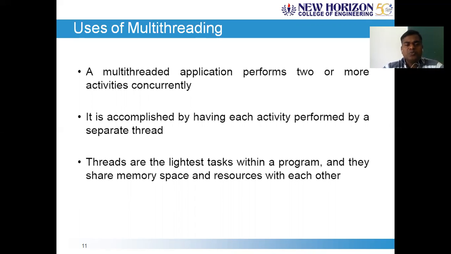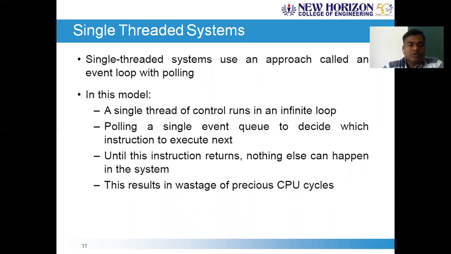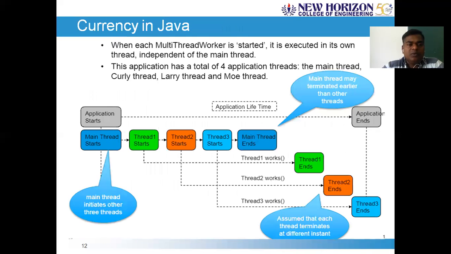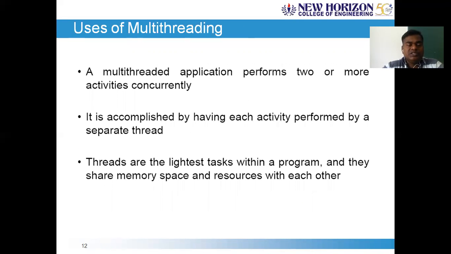This is accomplished by having each activity performed by a separate thread. As I mentioned, for booking each individual ticket, a thread will be defined. That's why we call them the smallest tasks within the program, and they share memory space and resources with each other. Next, the single-threaded system, which we will take up in the further session.